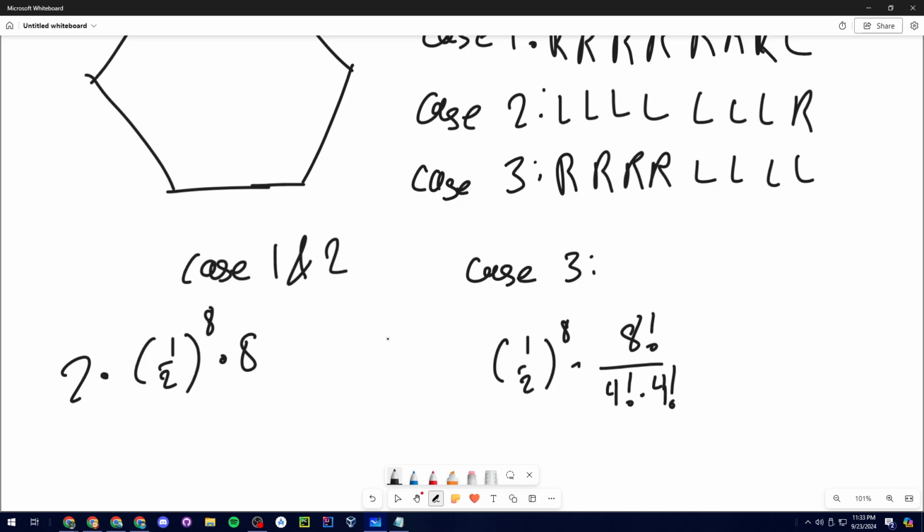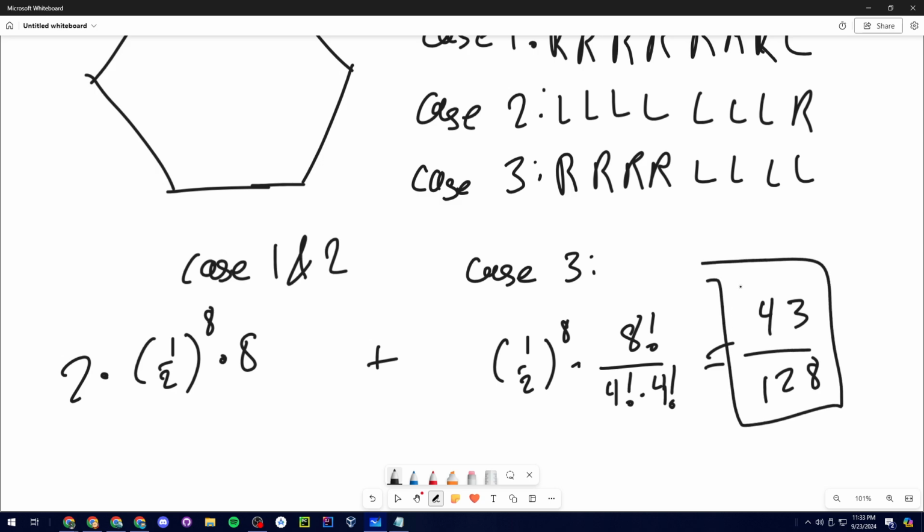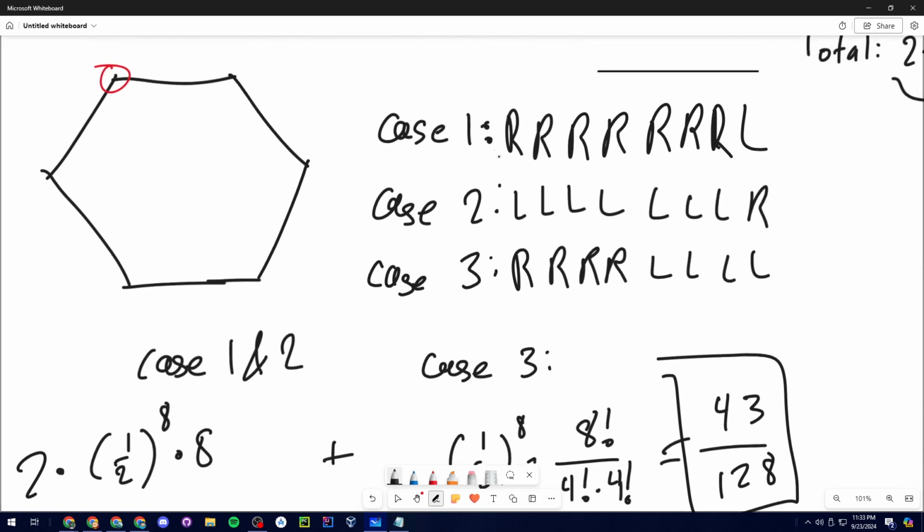So now you have case 1 and 2, you have case 3. What do you do when you get cases? You add them. I'm going to add these cases, and I have my trusty calculator out here. Just going to make sure I'm actually writing the right thing. Yeah, so that will get you the answer of 43 over 128, which is the answer. So the big thing is, do you know how to permute like this? Do you know how to calculate the probability of this sequence? Because it looks hard, but once you get the sequences down, it's fairly trivial.